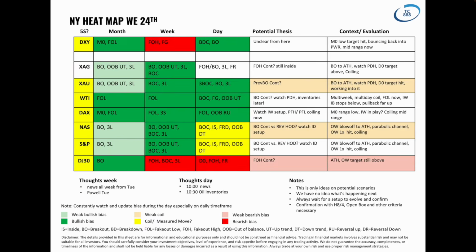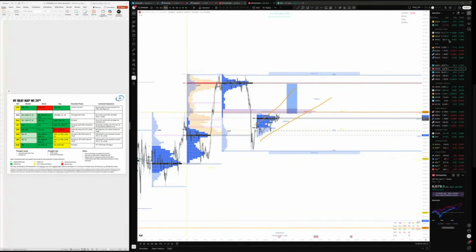What you will also see in the video is my heat map. That's where I document all my analysis, and here you see the heat map for the day. You will see this in the video a bit: month, week and daily bias, thesis, context. And you see here one of my favorites was DJ30 with a short situation. So let's dive in. So last pair, DJ.